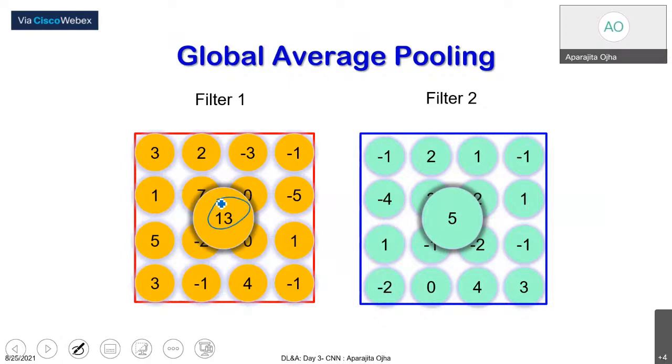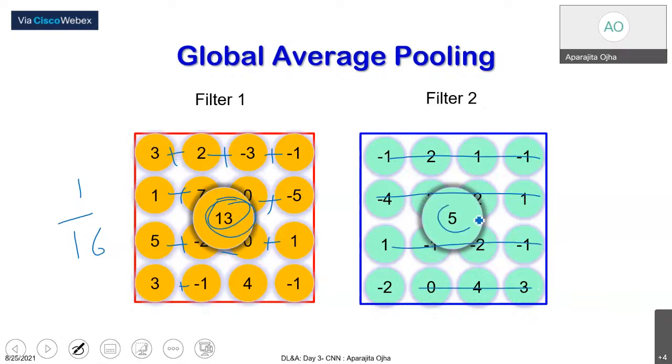That is what I'm explaining, that I am taking the average of like 3 plus 2 minus 3 minus 1 plus 1 plus 7. I think I have explained this. Take the sum of this, divide by 16. You get 13. Similarly, take the sum of them all, divide by 16, you get 5. So that is the global average pooling, right? So then the output will be 13, 5. That will be the output. Okay. Is that clear to you all?